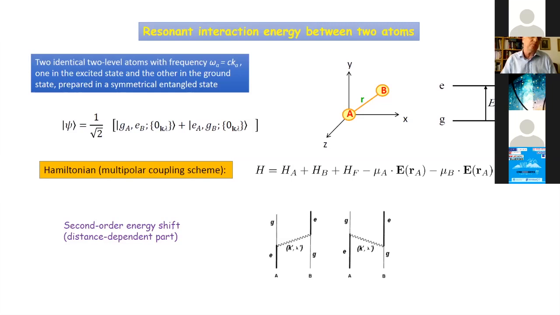The Hamiltonian of our system is given by this expression, where H_A and H_B are the Hamiltonians of the two atoms, H_F is the field Hamiltonian, and here there are two terms describing the interaction of the two atoms with the quantum radiation field, and this interaction is written in the multipolar coupling scheme and within the dipole approximation. I'm sorry, here this is R_B, not R_A.